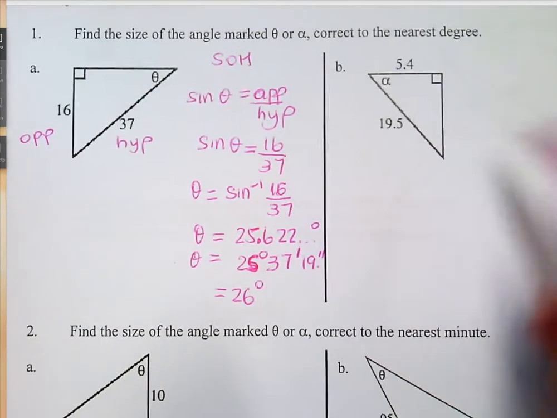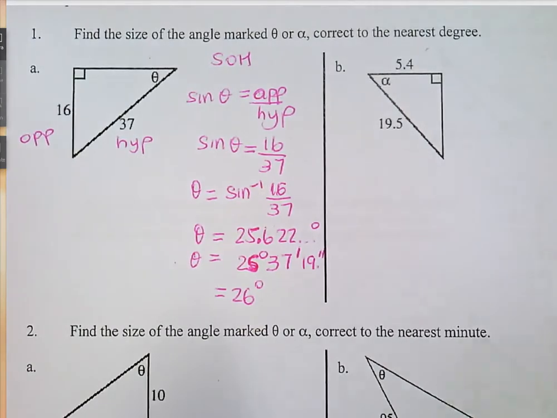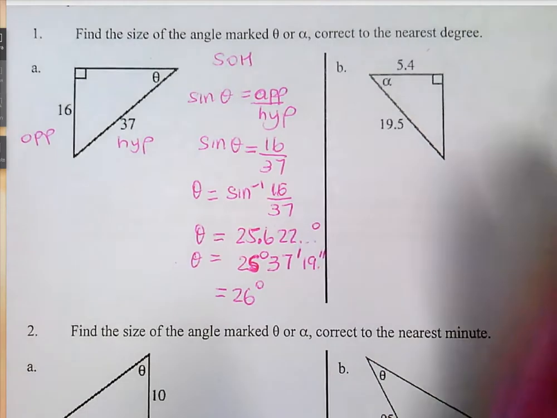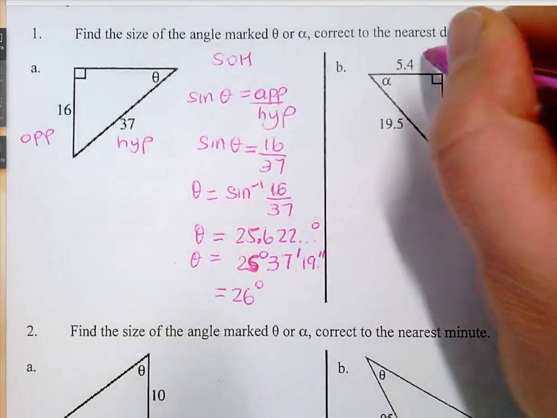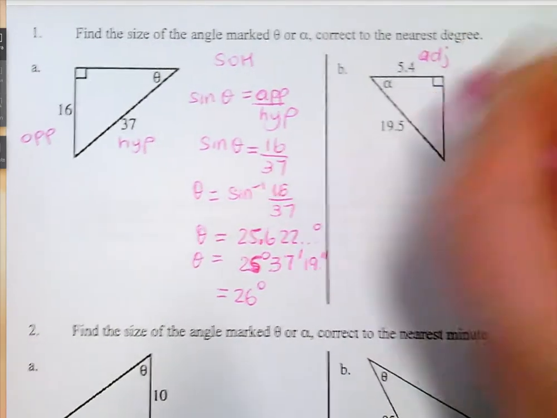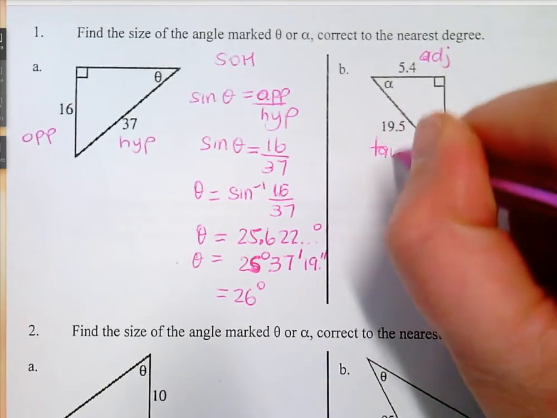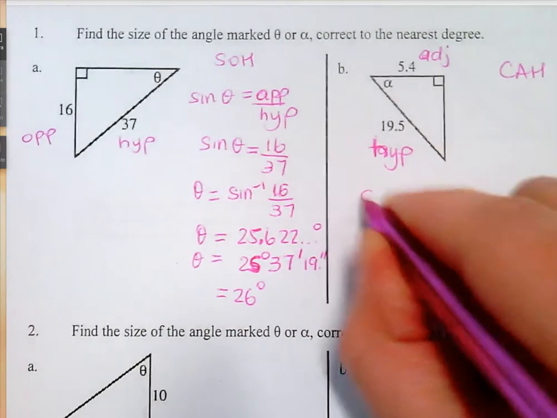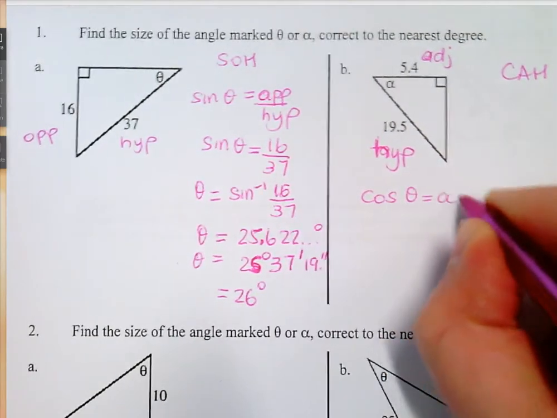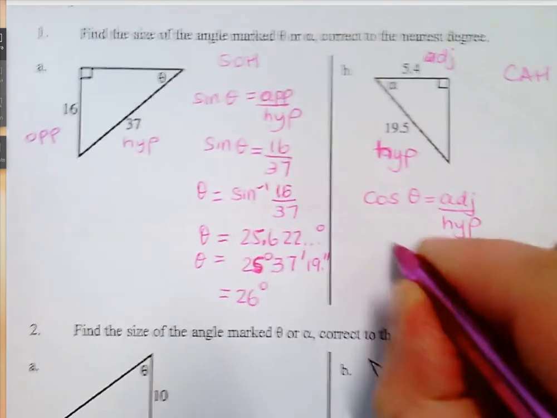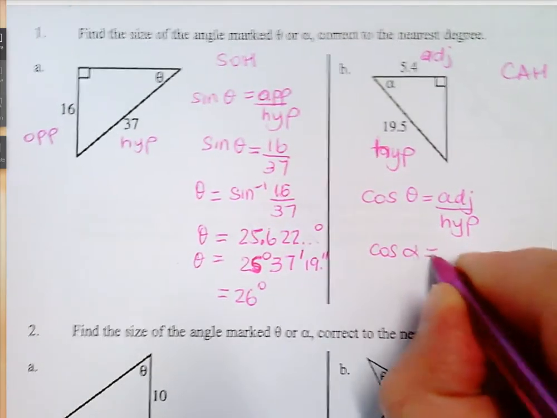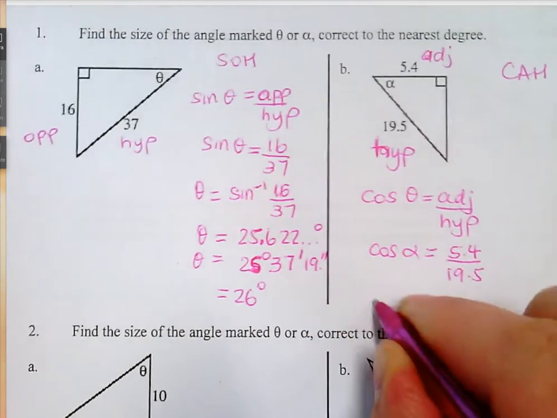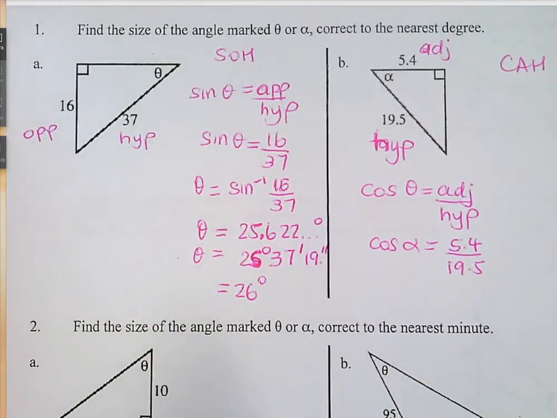Next question. Girls, what do I have? Sine, cos, what? Opposite, adjacent, hypotenuse, what? Adjacent, hypotenuse, cos. Are we ready? Cos theta is adjacent over hypotenuse. Cos alpha, it actually is. Adjacent's 5.4, hypotenuse 19.5.